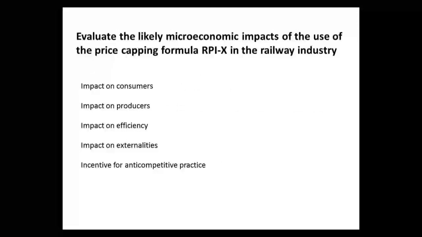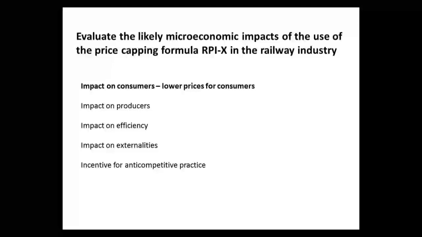Moving on to a second example, evaluate the likely microeconomic impacts of the use of the price capping formula RPI minus X in the railway industry. Again, quite clearly an impact on consumers. We'll see lower prices. We can show that on a monopoly diagram, perhaps charging a price below the profit maximising price.